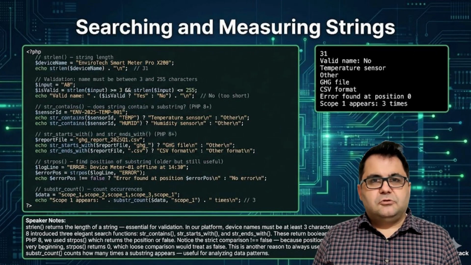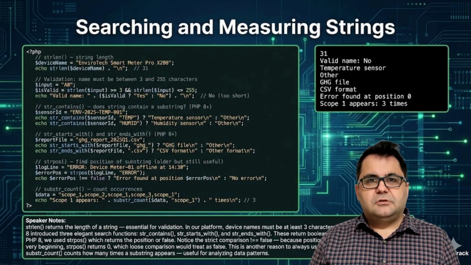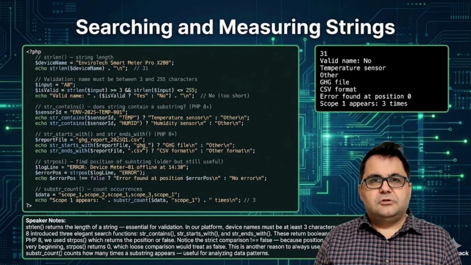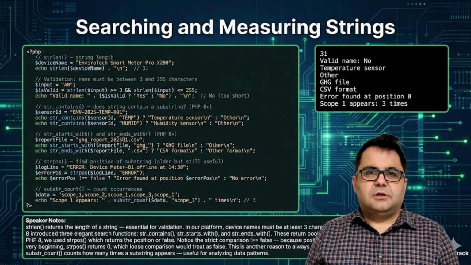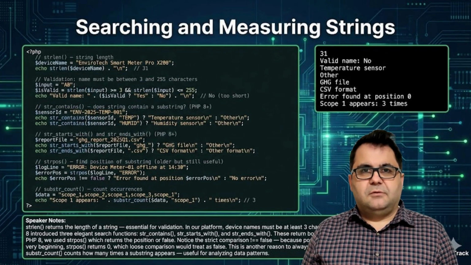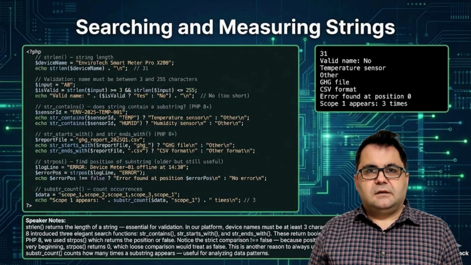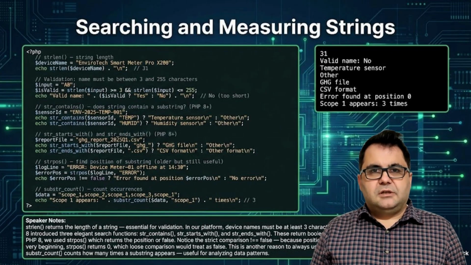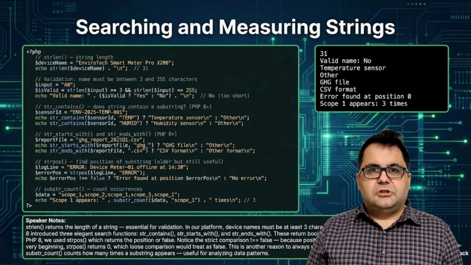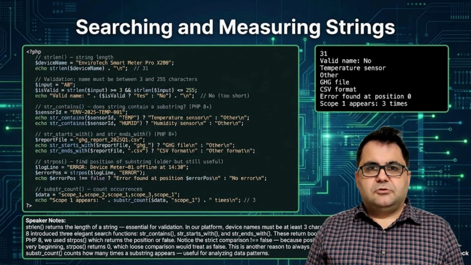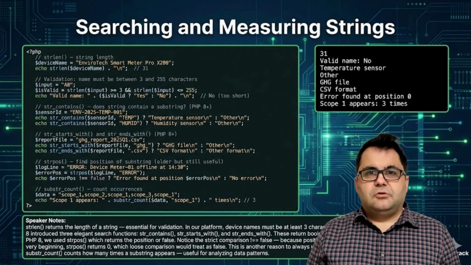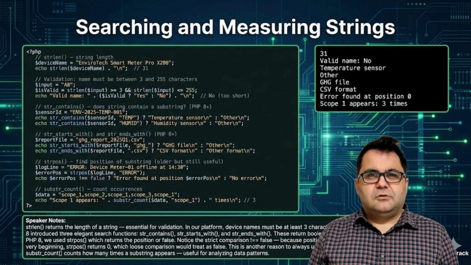PHP 8 introduced 3 elegant search functions: str_contains, str_starts_with, and str_ends_with. These return booleans and are very readable. Before PHP 8 we used strpos or false. Notice the strict comparison, not equal to false, because position 0 is falsy. If the substring is at the very beginning, the position is 0, which loose comparison would treat as false. This is another reason to always use strict comparison.